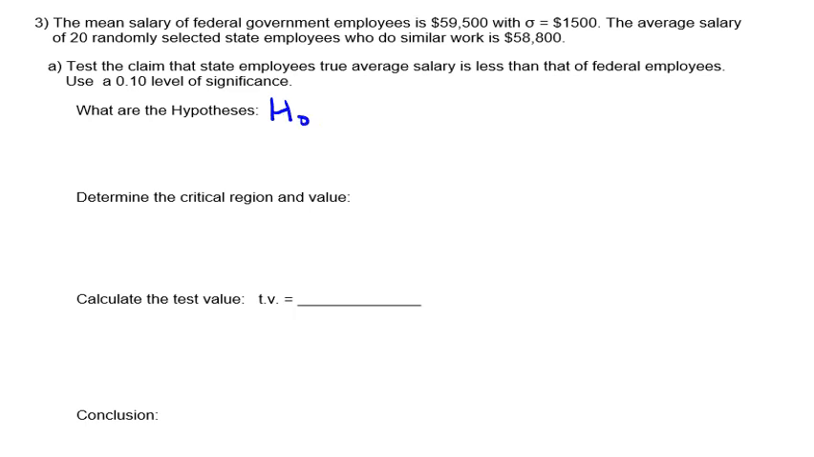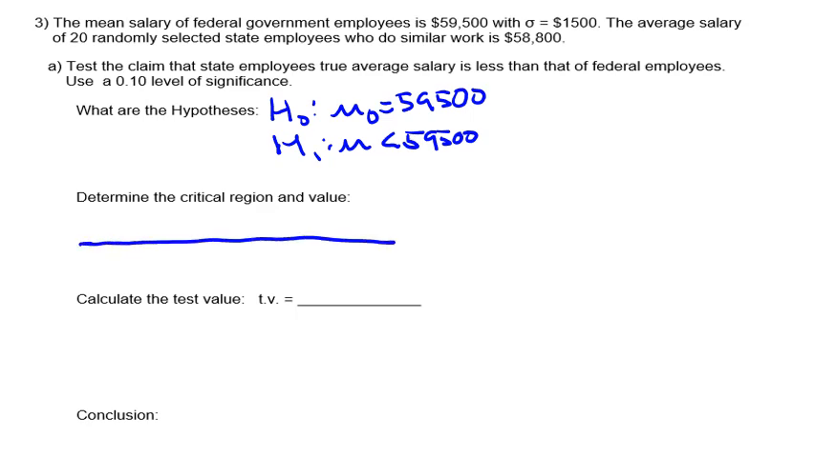H naught: mu naught is 59,500. H1: mu is less than 59,500. Critical region. Again, we want to be down here somewhere, below some number, because the mean is located here.